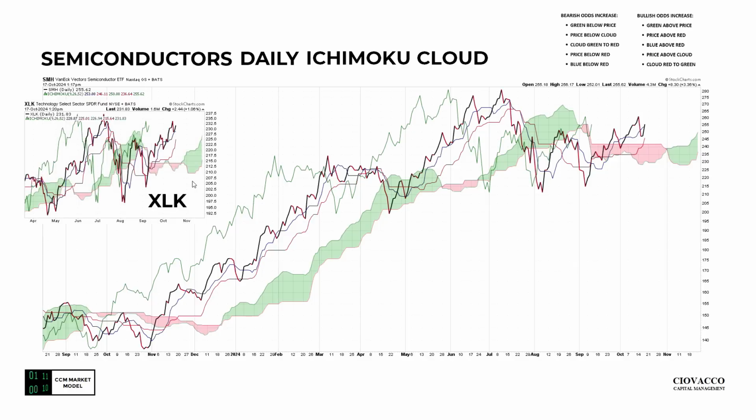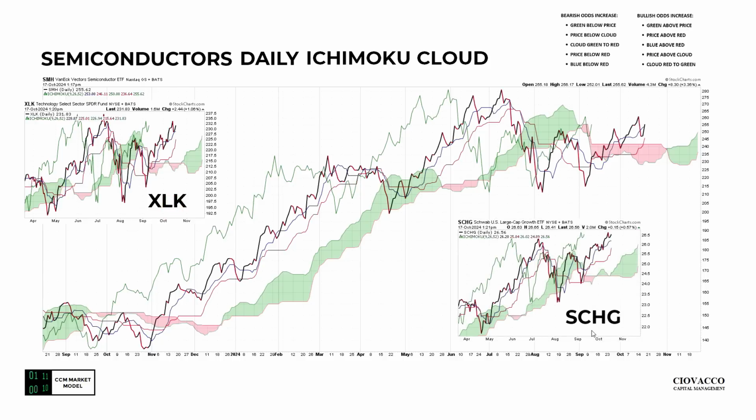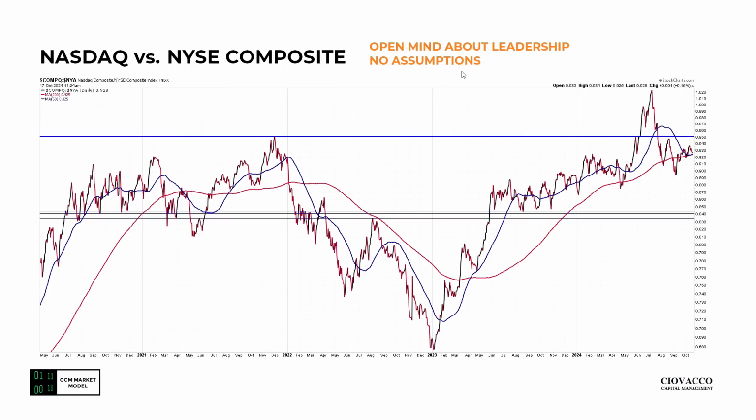Everything that we just said about the chart of SMH also applies to the technology sector ETF, the technology sector of the S&P 500, ticker symbol XLK. And the same can be said for the improvement on the daily cloud for SCHG, US large cap growth stocks. You may hear that the NASDAQ has gotten way ahead of itself, but that doesn't really match the facts. The NASDAQ relative to the NYSE composite ratio peaked here in late 2021. We're still below this point.